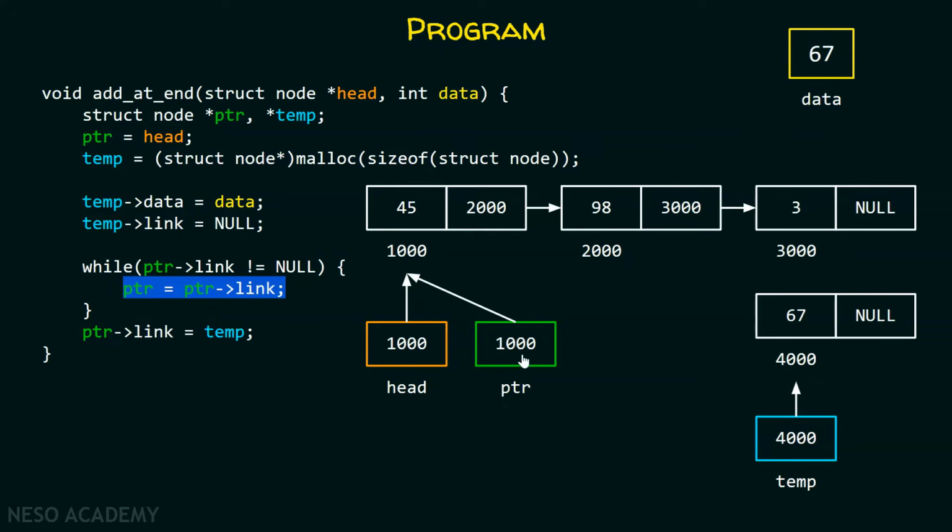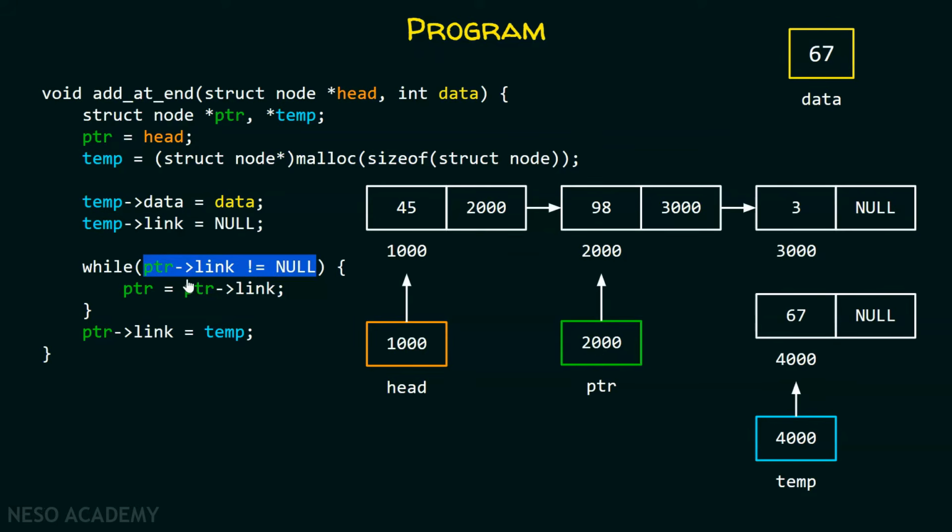That is, we will update this ptr by this address 2000, which means now it is pointing to the second node of the list. After this, we will again move to this point, that is ptr->link should not be equal to null. You know that the link part doesn't contain null, so we'll get inside. We'll update the ptr by this address, that is 3000. So now it is pointing to the third node of the list. After this point, we will check this condition once again. Is ptr->link equal to null? Yes, now this is equal to null. We stop at this point. We'll come outside of this loop.